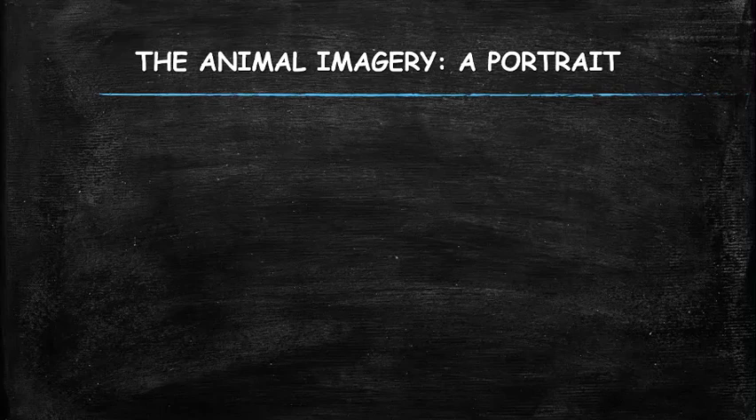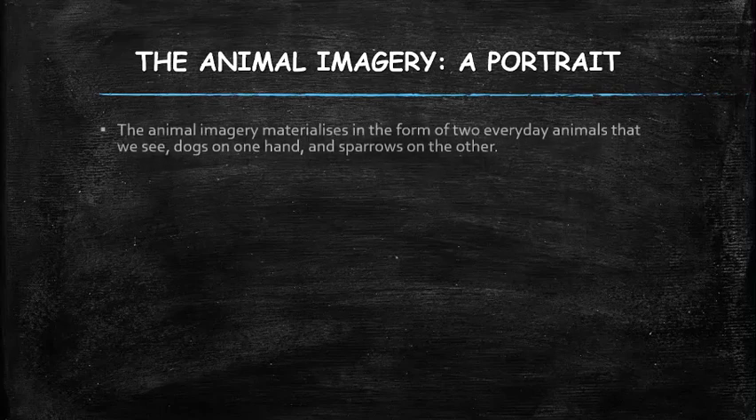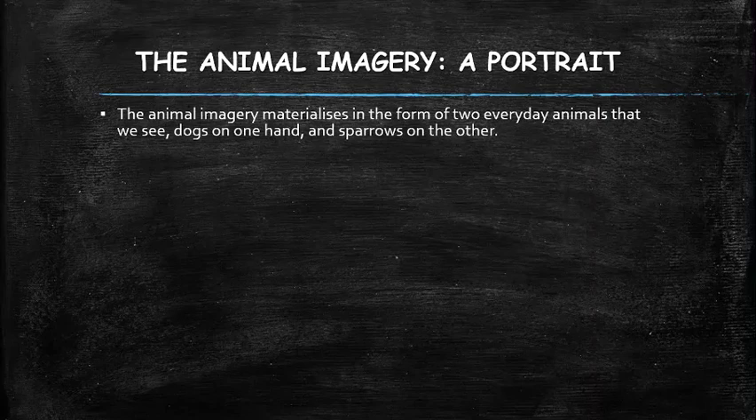Next comes the animal imagery. Singh is known for the stark realism in his writing. The portrait is no different from his remaining works in this respect. The animal imagery materializes in the form of two everyday animals that we see: dogs on one hand and sparrows on the other. The stray dogs are in the village.